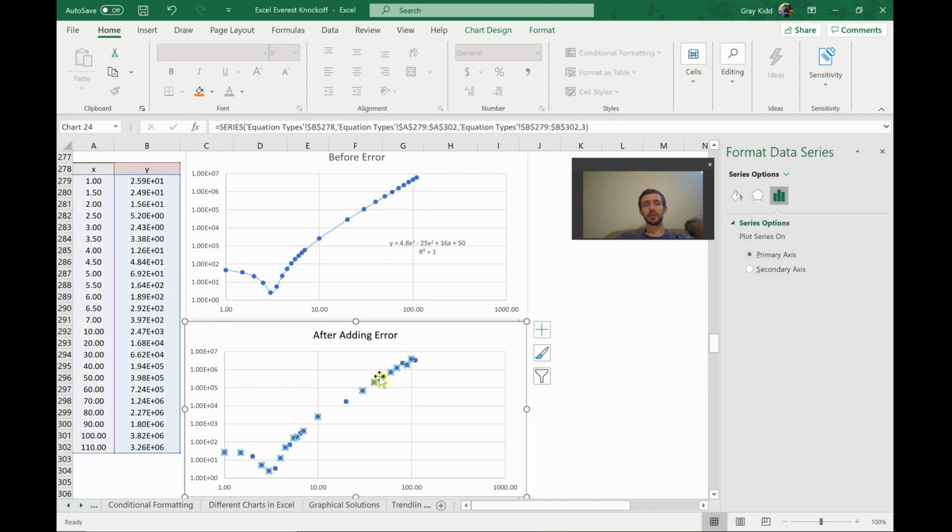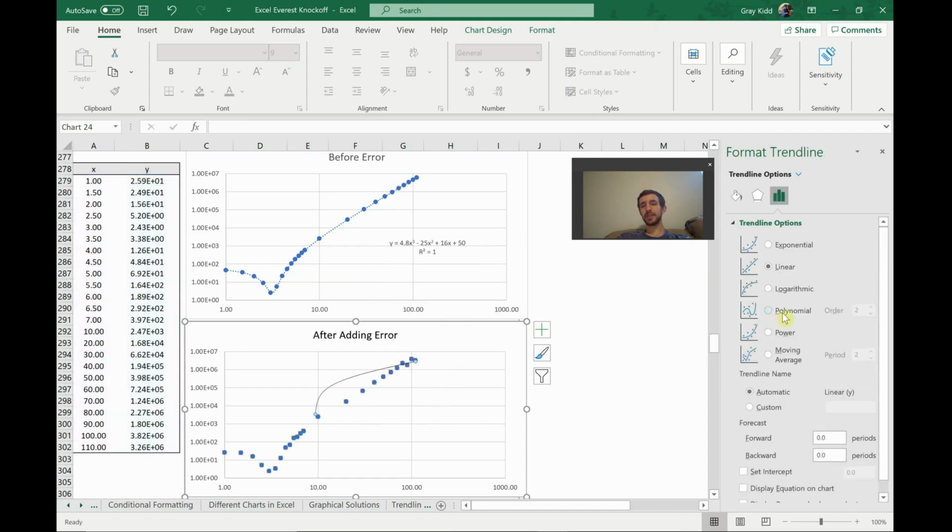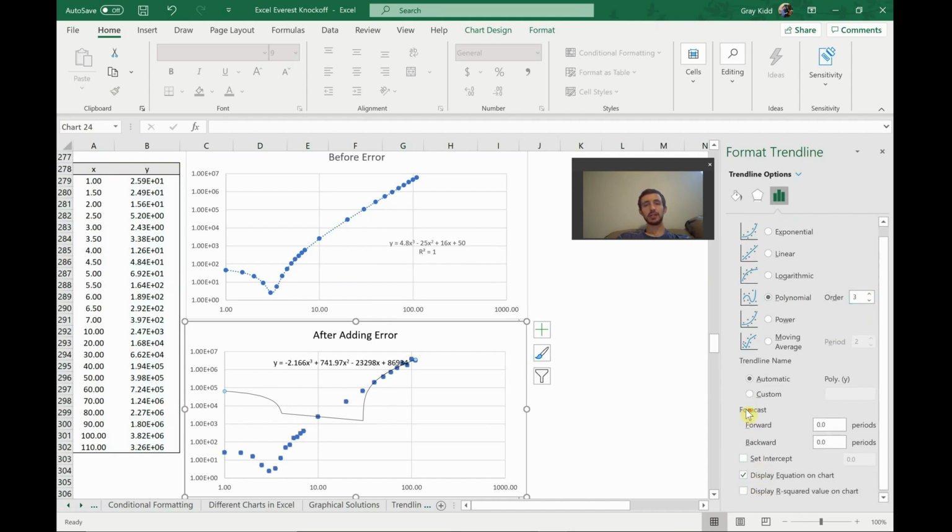Okay, click this one down here. And I'm going to right click it and add a trend line. And same thing, third order polynomial, display equation on the chart, and display r squared value on chart. Do you notice something slightly different here? Does that look like it's fitting it very well?